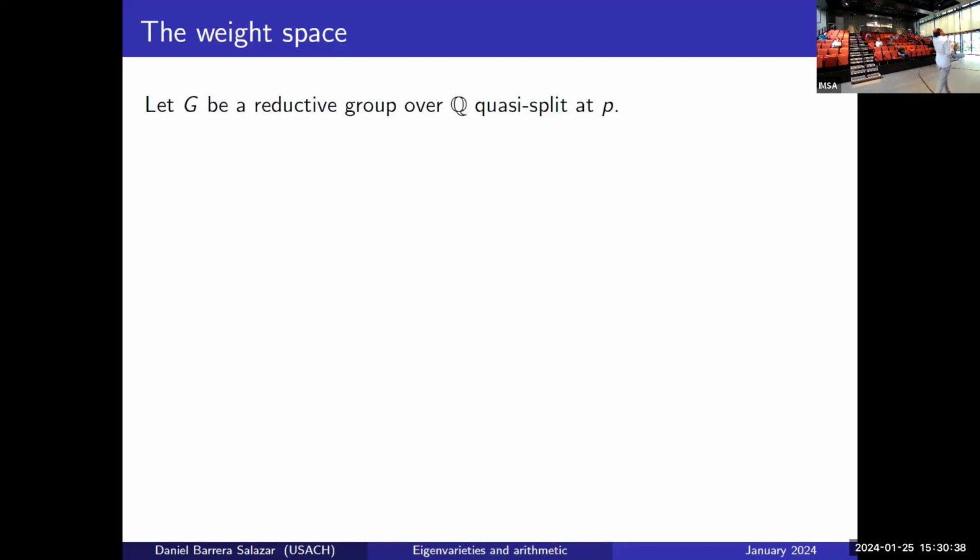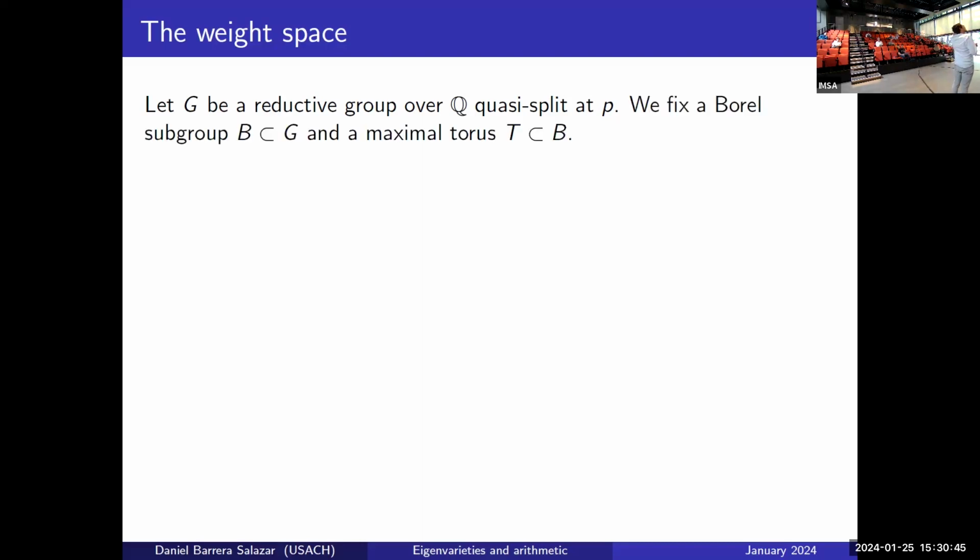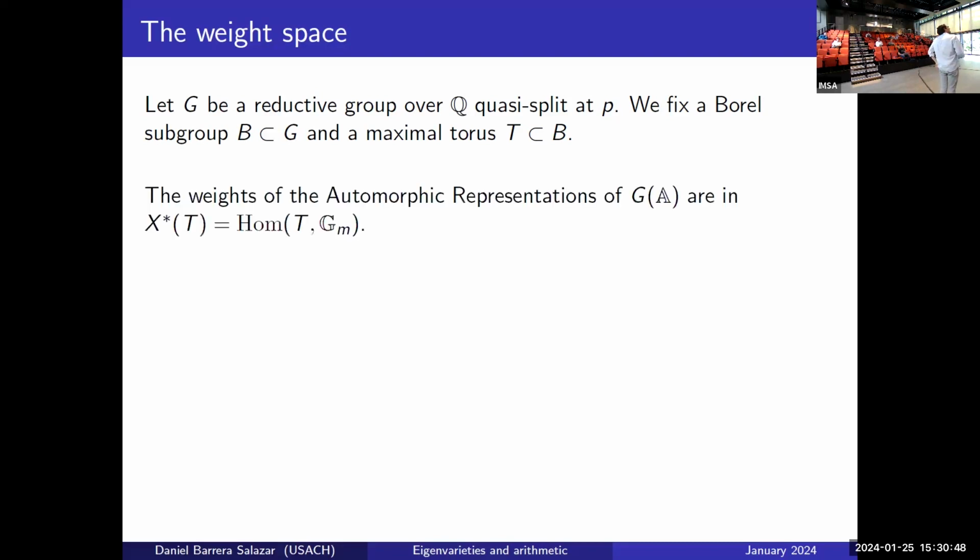we fix a reductive group G over Q, which is split at p, and we fix a Borel B and a maximal torus T of G. The weights of the automorphic representation of G(A) are simply its algebraic characters, or algebraic characters of T. These are the weights of the automorphic representation. So the idea is to put these weights in a space. For example, for G equal to GL2, T will be the torus G_m squared. This is just Z plus Z. So it's really straight, you don't expect variation there.